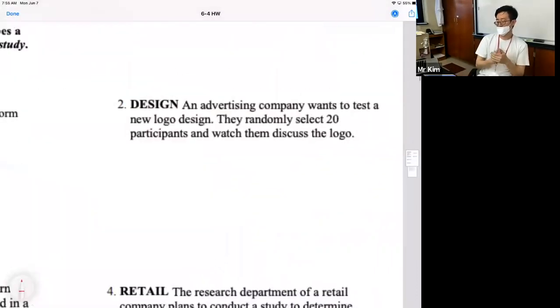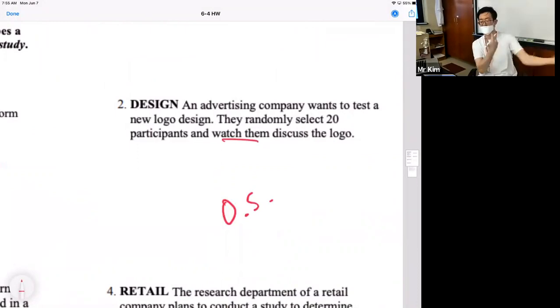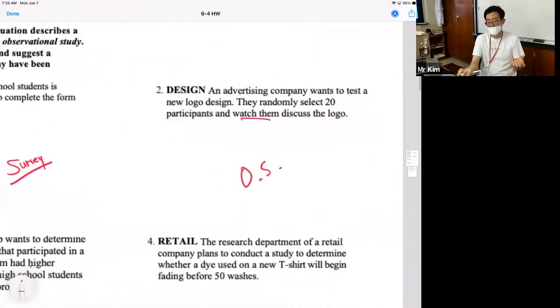An advertising company wants to test a new logo design. They randomly select 20 participants and watch them discuss the logo. Tony, I saw your hand up before. Observational study, right? You're just watching them discuss the logo. So you're watching them from a distance, not asking them questions about anything. You just selected the sampling, of course, but there's nothing else that you did other than just watching them.